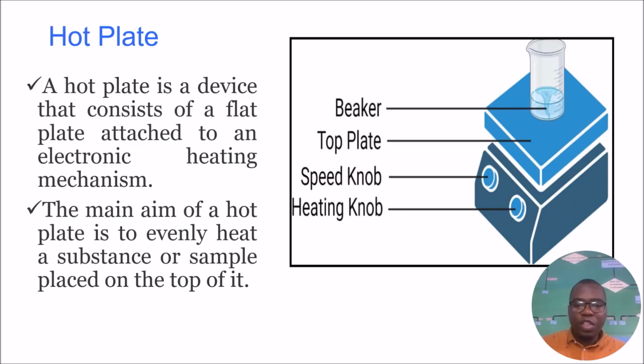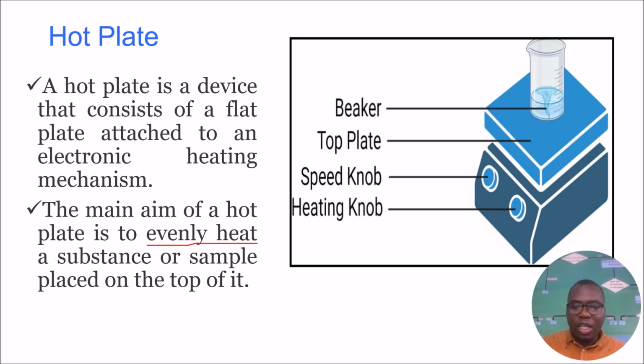Another source of heat in the lab is what is known as a hot plate. A hot plate is a device that consists of a flat plate attached to an electronic heating mechanism. The main aim of a hot plate is to evenly heat a substance or sample placed on top of it. Now, this is how a hot plate will look.